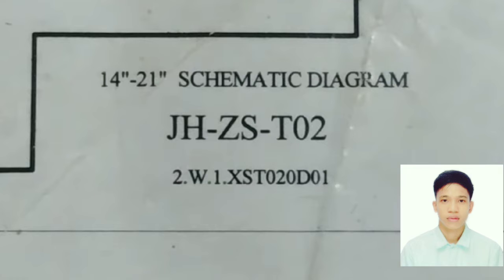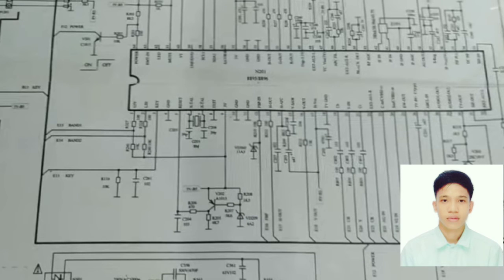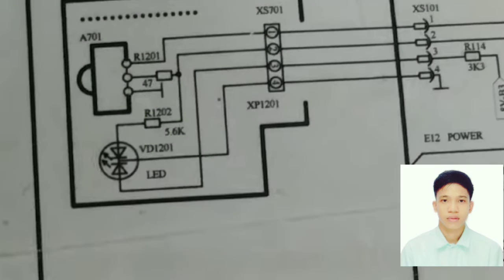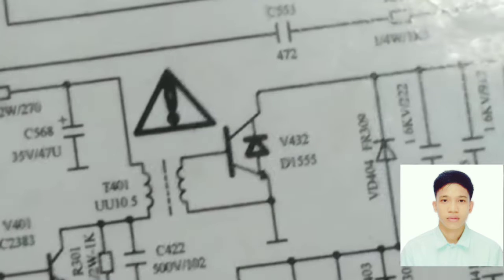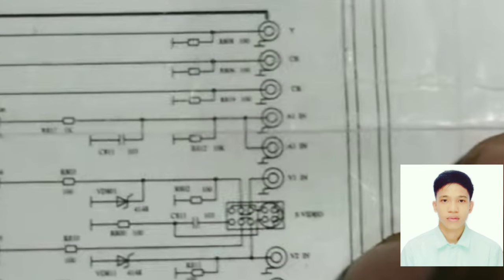So, isa-isahin na natin ang parts or sections of the CRT-TV. This is the power supply, jungle IC, the controls which include the push button, audio video, channel and volume button. This is the infrared and the power indicator LED. Also, this is the vertical amplifier with the value of 78040. This is the horizontal amplifier, playback, and auxiliary input.